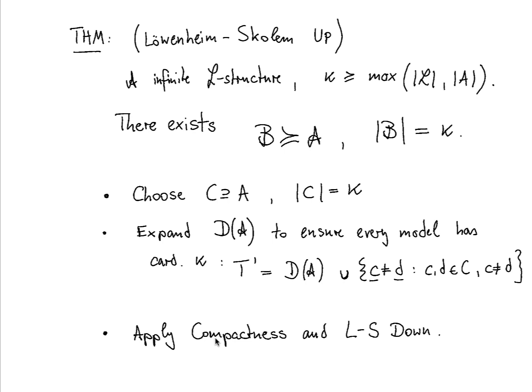Then we apply compactness, and because the compactness theorem doesn't really give us control over cardinality, we possibly have to also apply Löwenheim-Skolem downward. So try to fill in the details for these steps. It's really not too hard.